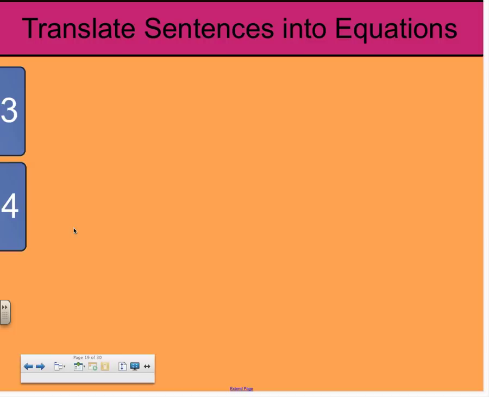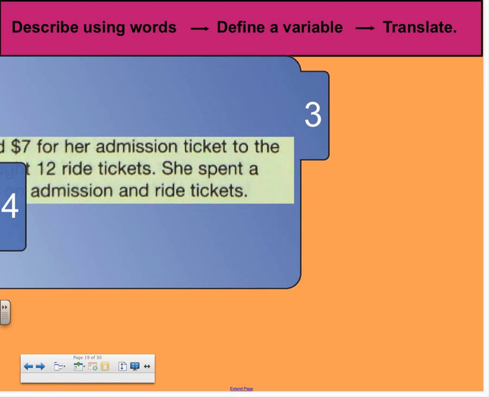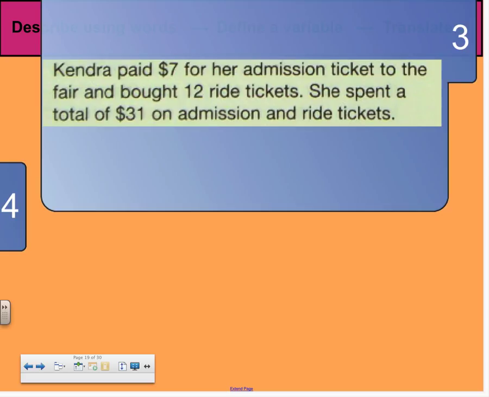We just practiced taking words and translating them into numbers, okay? We're going to do the same thing now. We want to describe using words and then define a variable and then translate. Now it's a little bit trickier, okay? Now it's a little bit trickier because there's examples in your book, but we're also going to use this one.